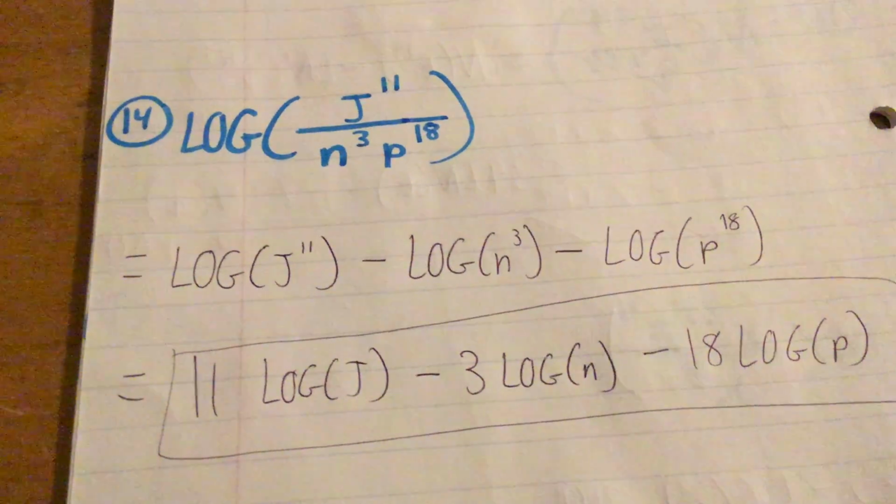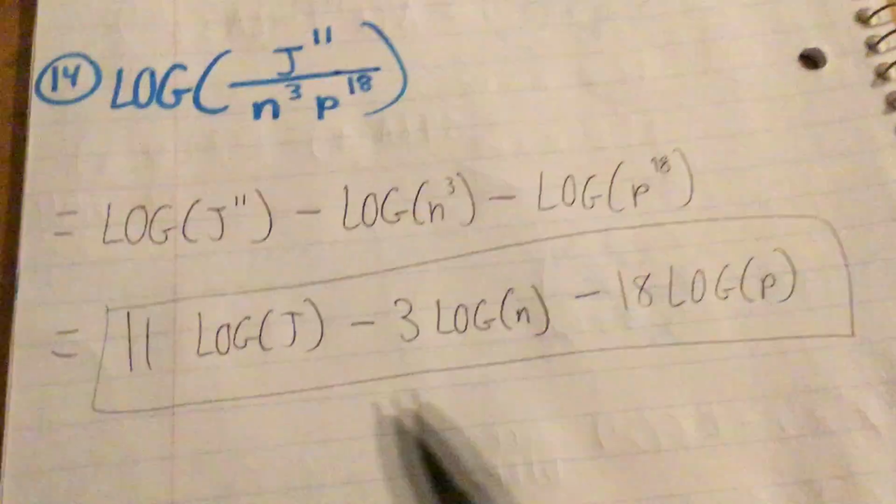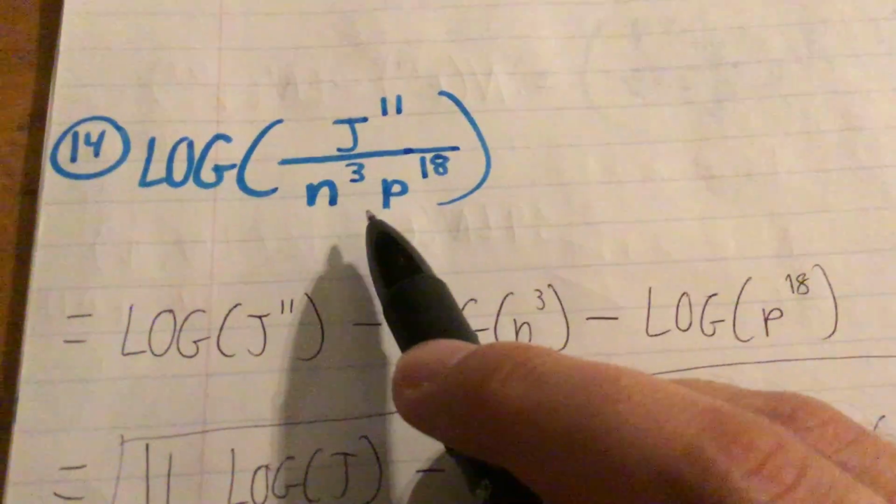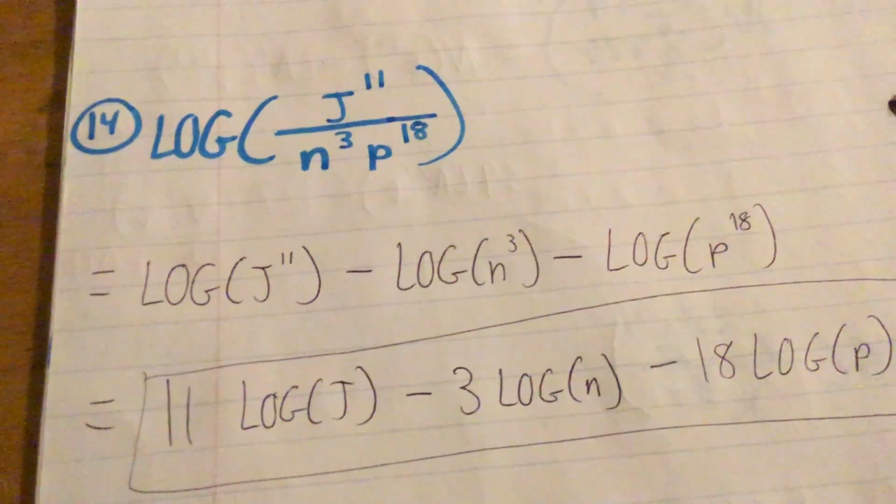In the next video, we're going to be taking the expanded form and putting it into one neat little logarithm. That's called condensing a logarithm.